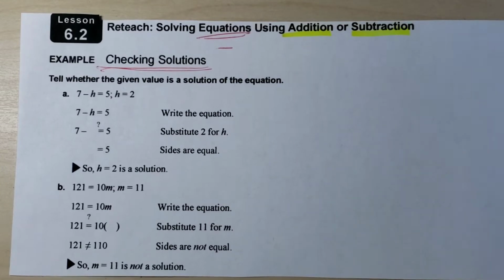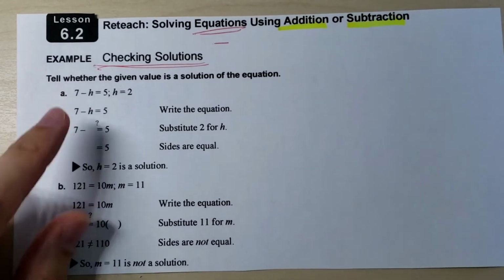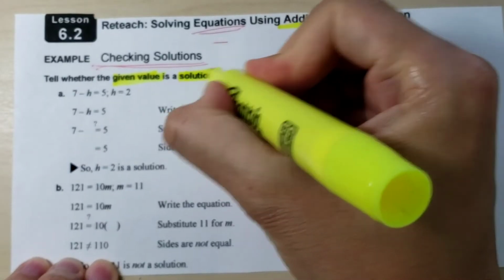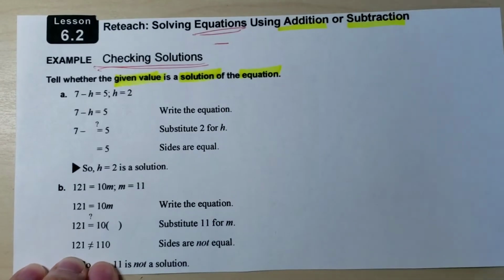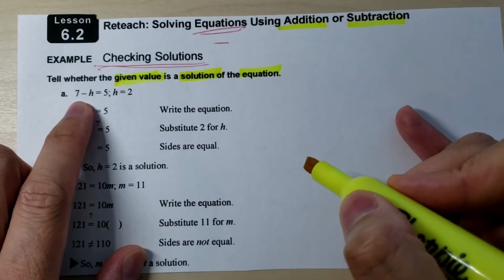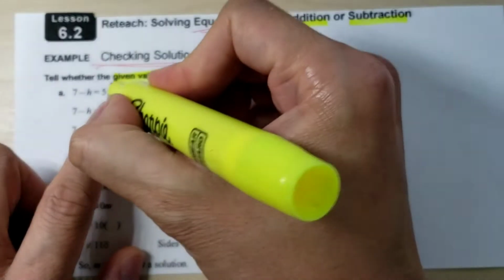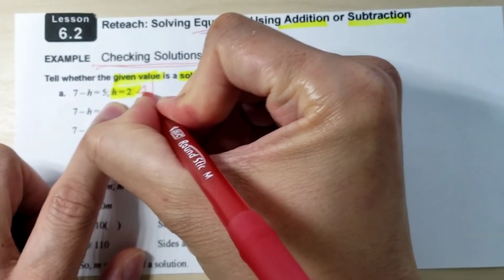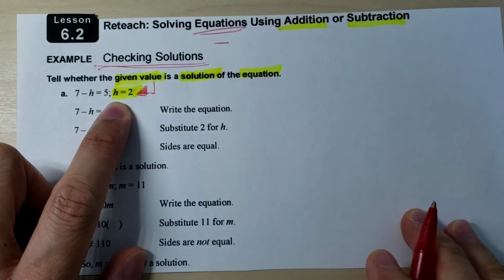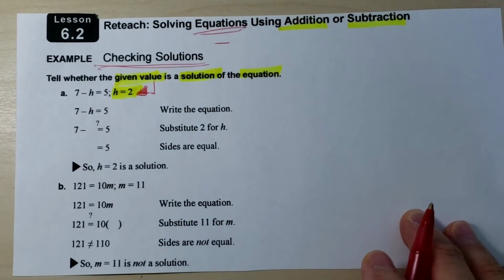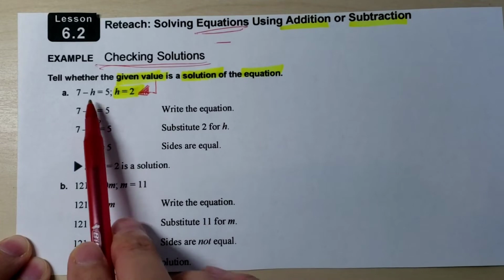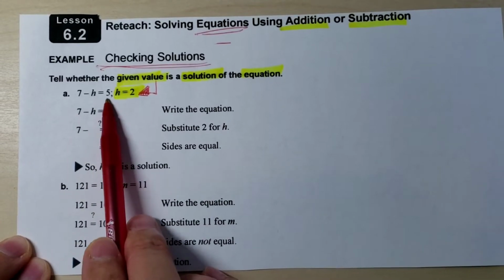So let's do letter A. It says tell whether the given value is the solution, or the answer, to the equation. It says here 7 minus h equals 5. The given value is h equal to 2. Now what do we do? The step is to write the equation. That's what we did: 7 minus h equals 5.